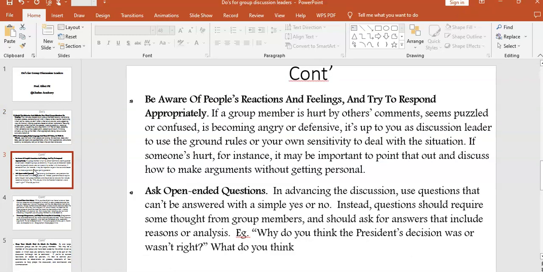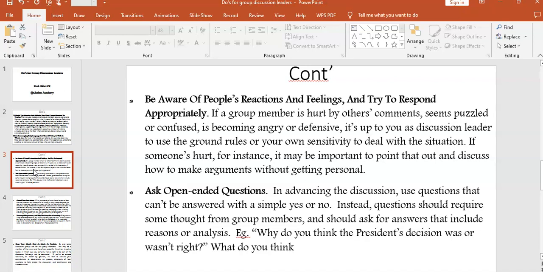Number 3, be aware of people's reactions and feelings and try to respond appropriately. If a group member is hurt by others' comments, seems puzzled or confused, is becoming angry or defensive, it's up to you as a leader or a discussion leader to use the ground rules or your own sensitivity to deal with the situation. If someone is hurt, for instance, it may be important to point that out and discuss how to make arguments without getting personal. So you need to be aware of people's reactions and feelings and try to respond appropriately.